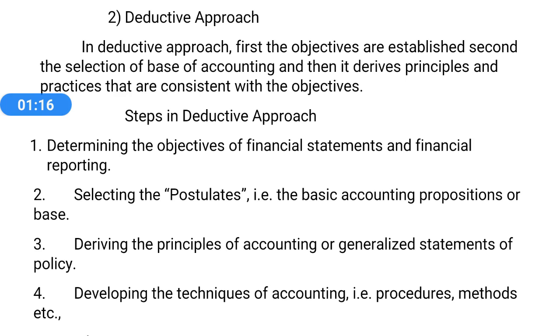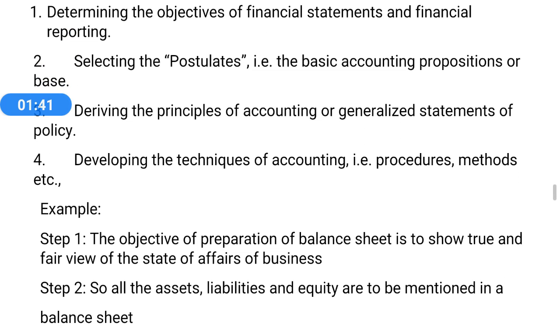The first step is determining the objectives of financial statements and financial reporting. The second is selecting the postulates, that is the basic accounting propositions or base. The third is deriving the principles of accounting or generalized statements of policy. The fourth is developing the techniques of accounting, that is procedures, methods, etc. Say for example, first step, determining the objectives of financial statements and financial reporting.